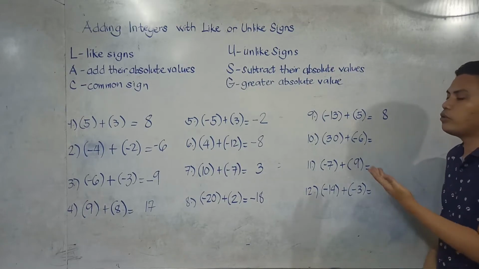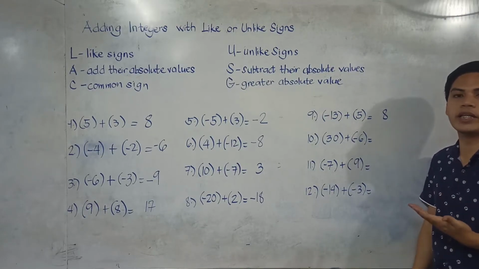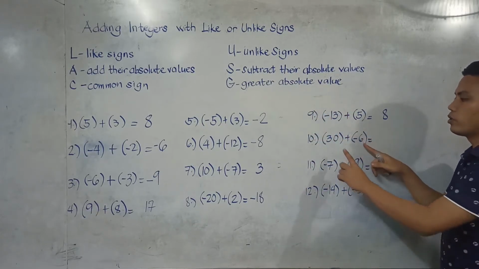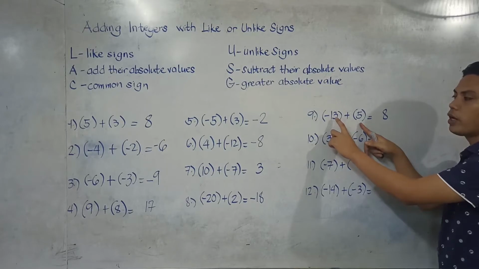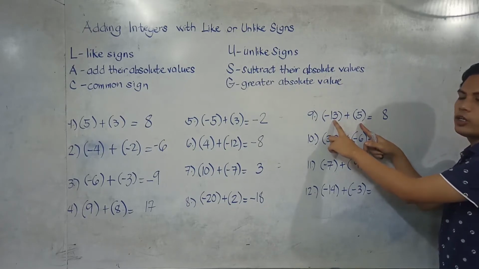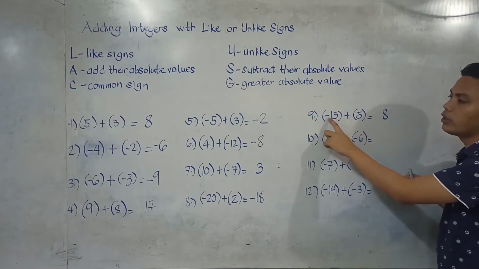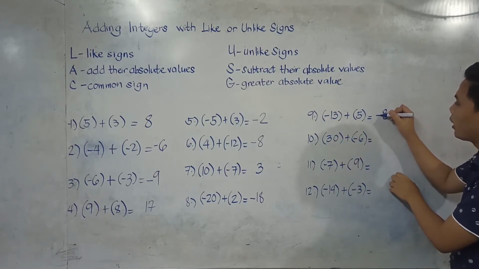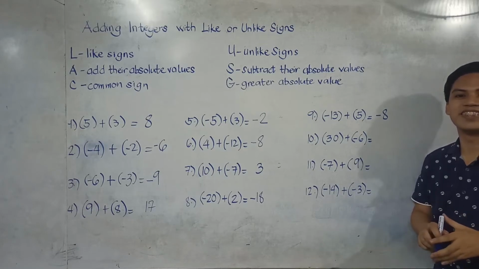Now, kaninong sign yung kokopyahin natin? Yung sign ng integer na may greater absolute value. So, sa dalawa, ang may greater absolute value is ang 13. So, ano yung sign ng 13? Ang sign ng 13 is negative. Kaya, ang final answer natin would be negative 8.